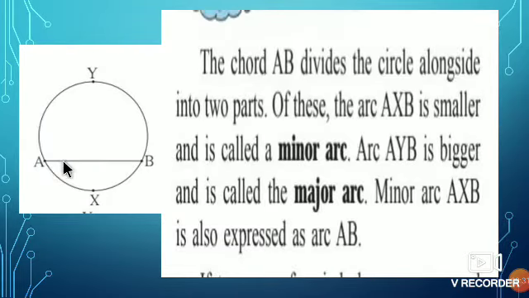The chord AB, with points A and B, divides the circle into two parts, AXB and AYB. We can observe here that AYB is bigger. That's why it is called the major arc, and AXB is smaller. That's why it is called the minor arc. We can express this as arc AB also, with 2 points or with 3 points.